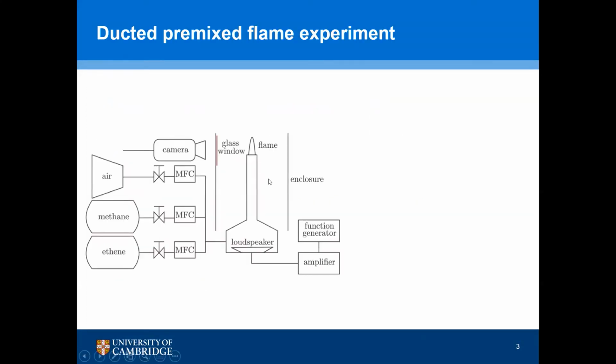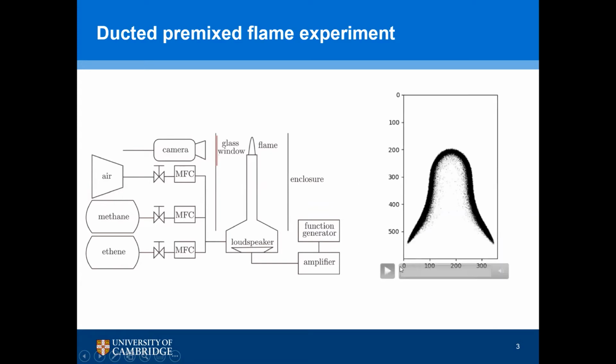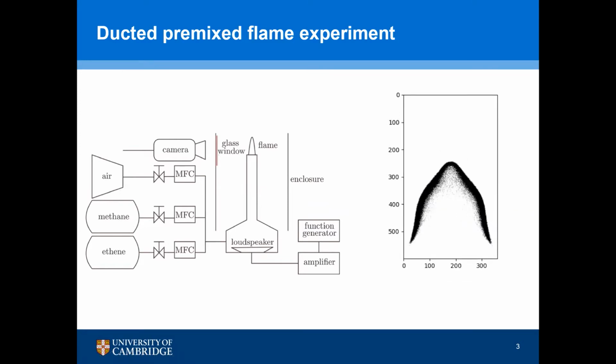Our experiment comprises a Bunsen flame placed inside a glass tube. A high-speed camera takes photos of the flame inside the tube, and this flame is perturbed or excited using a loudspeaker connected to an amplified function generator. We can also vary the flame chemistry, the gas composition, and flow rates. Our data looks like so, effectively a sequence of images of the flame.